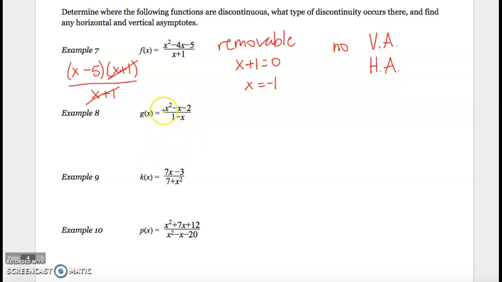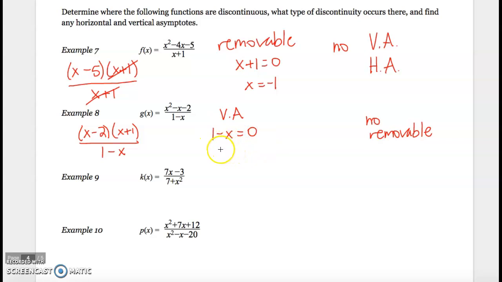All right, let's do the same thing down here for this next one. So again, you're going to factor if possible. So on the top, I have an x minus 2 and an x plus 1. And then on the bottom, I have a 1 minus x. Okay, so I don't have any factors that cancel. So I have automatically no removable discontinuities. I do have one factor in my denominator that doesn't cancel, so I'm actually going to have a vertical asymptote. And to figure out where that happens at, I set that equal to 0. So at x equals 1, I have a vertical asymptote.